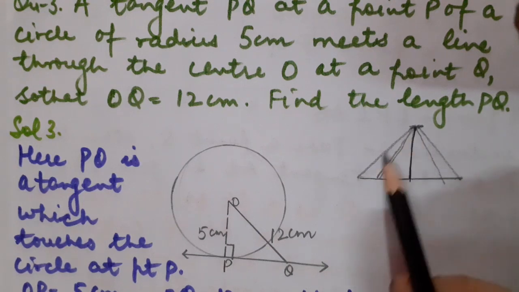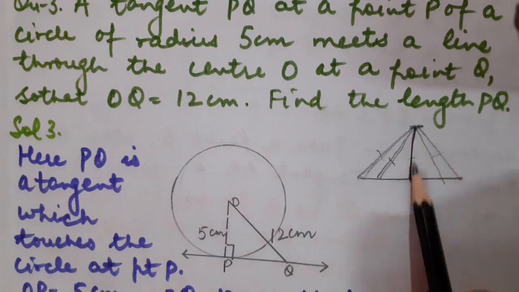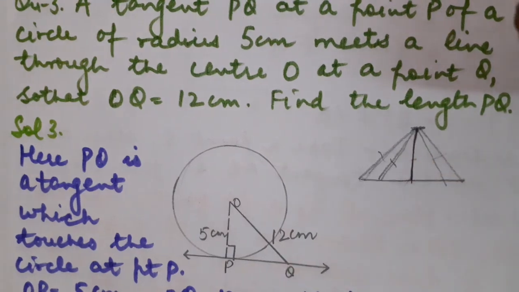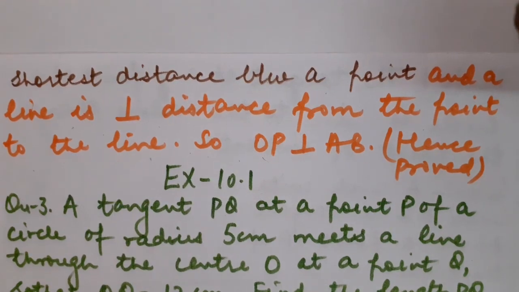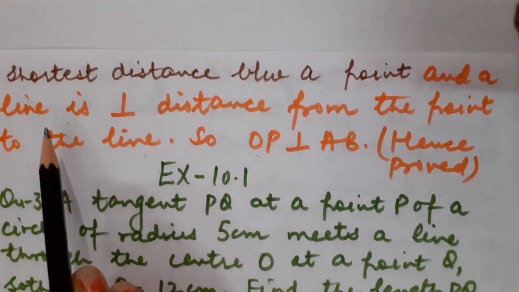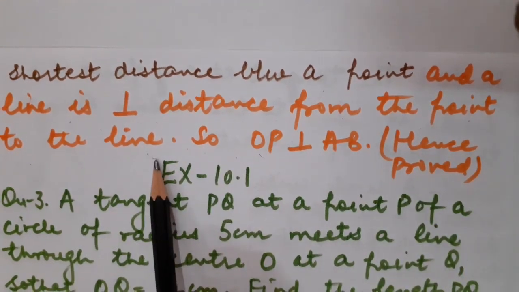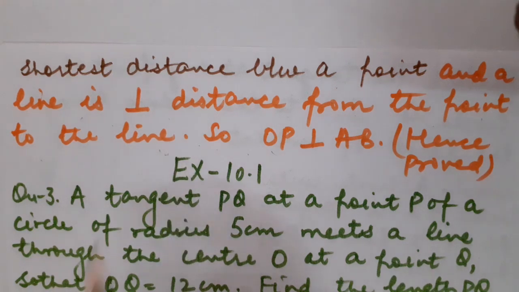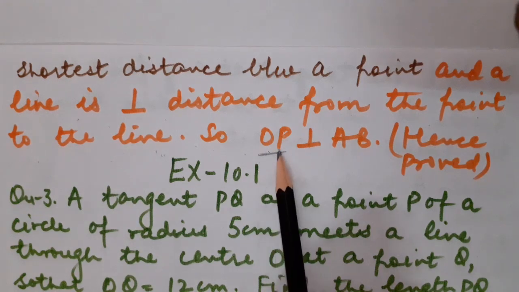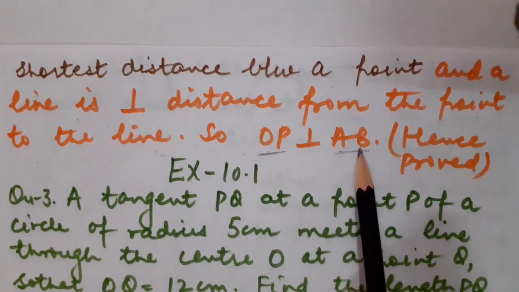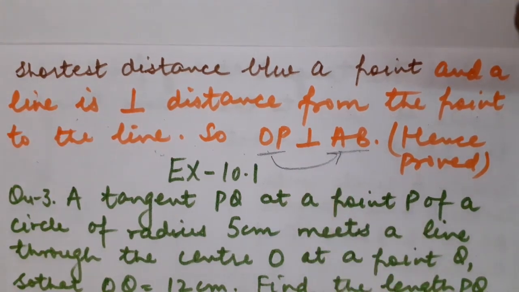But if I take millions of points over here, they will always be bigger than this particular length. Correct, children? So this is a true statement: the shortest distance between a point and a line is the perpendicular distance from the point to the line. That is always the perpendicular distance. So what can we say? That OP is perpendicular to AB. OP is nothing but the radius and AB is nothing but the tangent. So we have proved that the radius is perpendicular to the tangent at the point of contact.